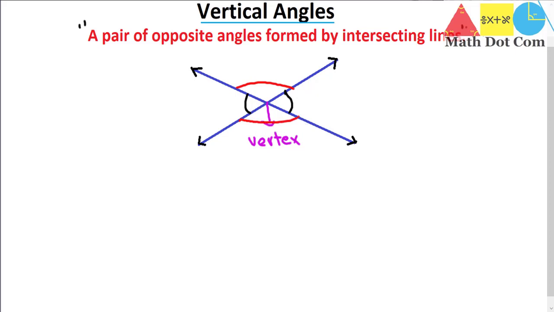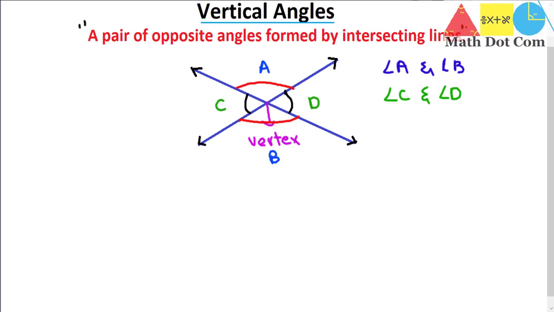As I have used the same color for the opposite angles, if I say this is angle A and this is angle B, that is mentioned in red, and this is angle C and this is angle D. So A and B are opposite angles. They are on the opposite sides. They are not on the same sides, and they are formed by the intersecting lines. These two lines are intersecting each other at the vertex at one point. So we can say that angle A and angle B are the vertical angles. Similarly, angle C and angle D are vertical angles as per the definition.